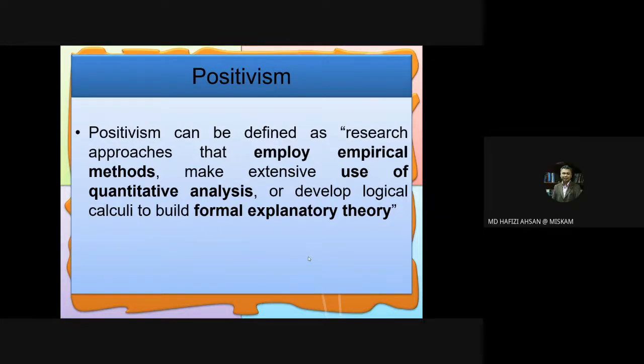Looking back at the research onion, we know that research philosophy is the outer layer.